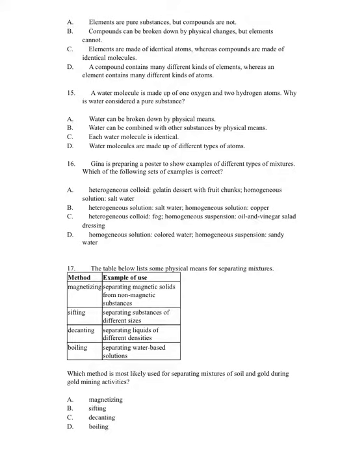Which method is most likely used for separating mixtures of soil and gold during gold mining activities? A. Magnetizing. B. Sifting. C. Decanting. D. Boiling.